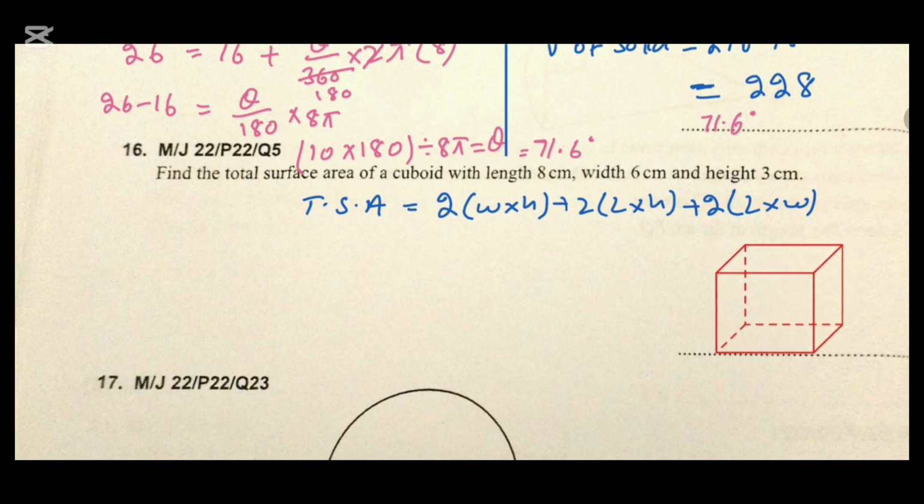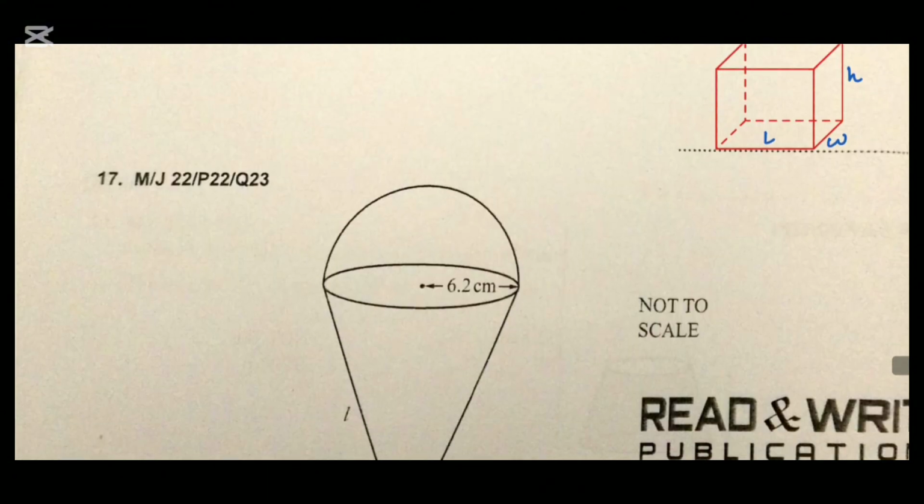So you can consider it length, width and height. So this is the formula of total surface area of cuboid. So you can use the values and then you can solve it. Next question.